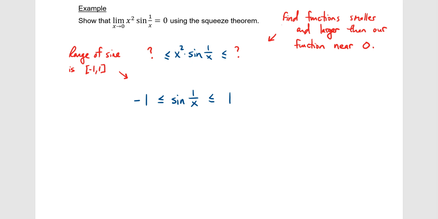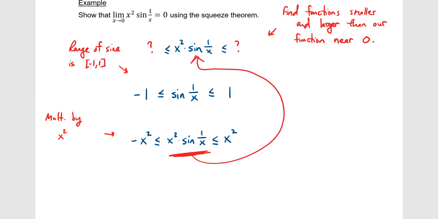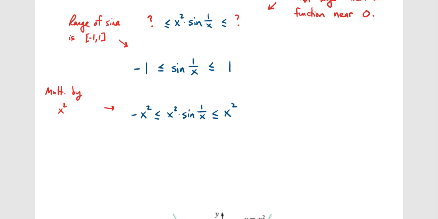So all we have to do now is multiply all three sides by x squared. If we do that, that's going to be -1 times x squared, sine of 1 over x times x squared, and then 1 times x squared. And now our middle function is actually the function that we needed. Now we just have to make sure that the limit as x approaches 0 for both of these two equals 0, and that'll show that ours is also 0.